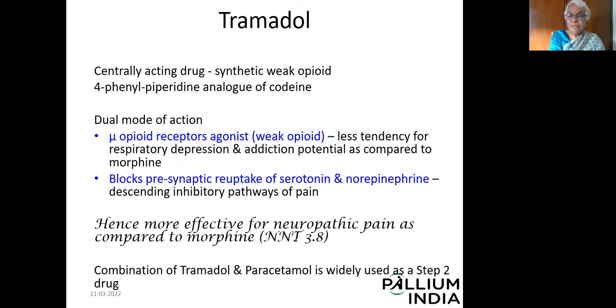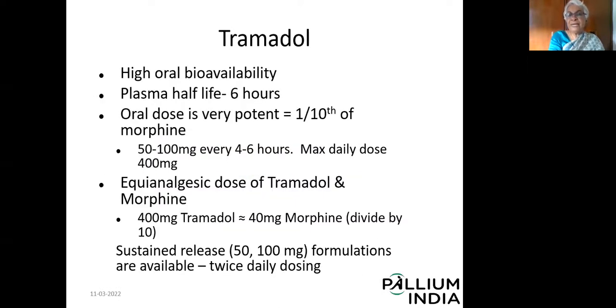And we are using tramadol and paracetamol very widely as step 2 drugs. Tramadol has a high oral bioavailability. That means when you give it orally, it has very good absorption, about 60 to 70%, I think. The plasma half-life is 6 hours, so you have to give it every 6 to 8 hours. The oral dose, like I said, is 1/10 as potent as morphine.